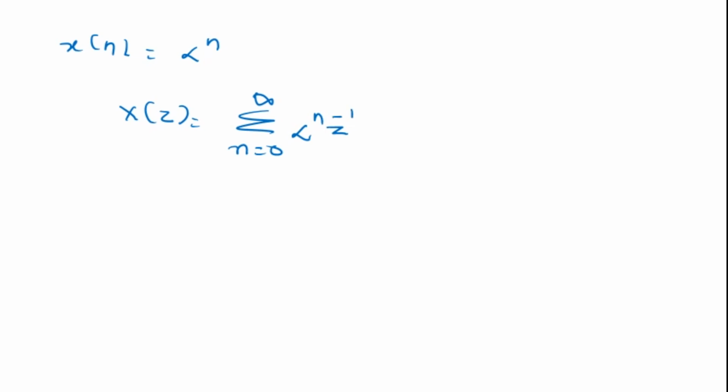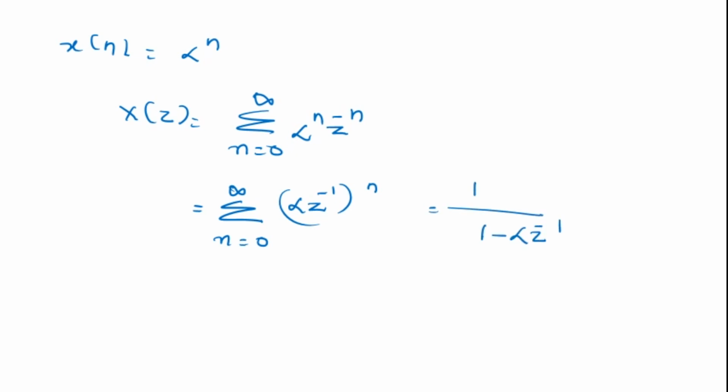Second one is given x of n is equal to alpha to the power n, then x of z is equal to summation n is equal to 0 to infinity alpha to the power n into z to the power minus n, which is equal to summation n is equal to 0 to infinity alpha z inverse to the power n, which is equal to 1 divided by 1 minus alpha z inverse.